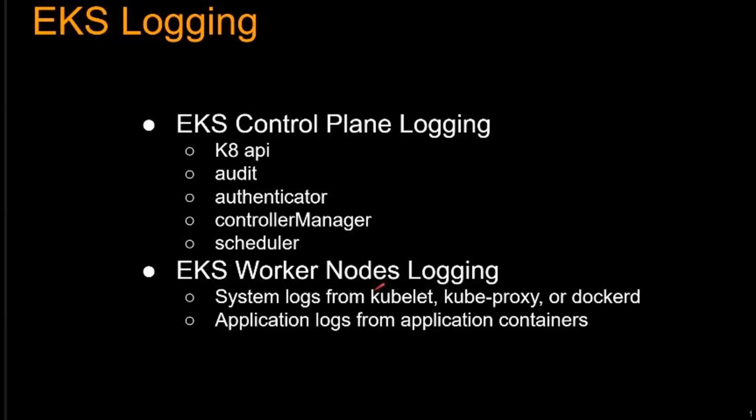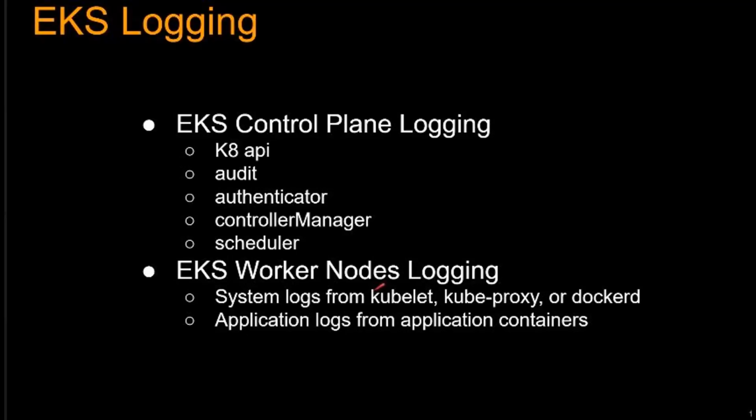So in the cluster that we are about to create, there are going to be 4 workers. We are going to look at the logging. Back to the control plane logging, we have the Kubernetes API logging, audit, authenticator, controller manager, and scheduler. More precisely, these are the components of the master.